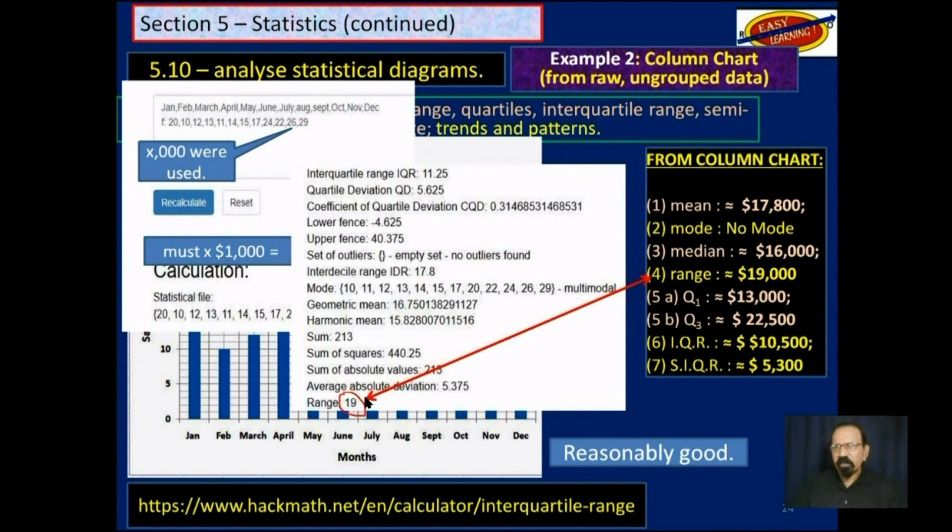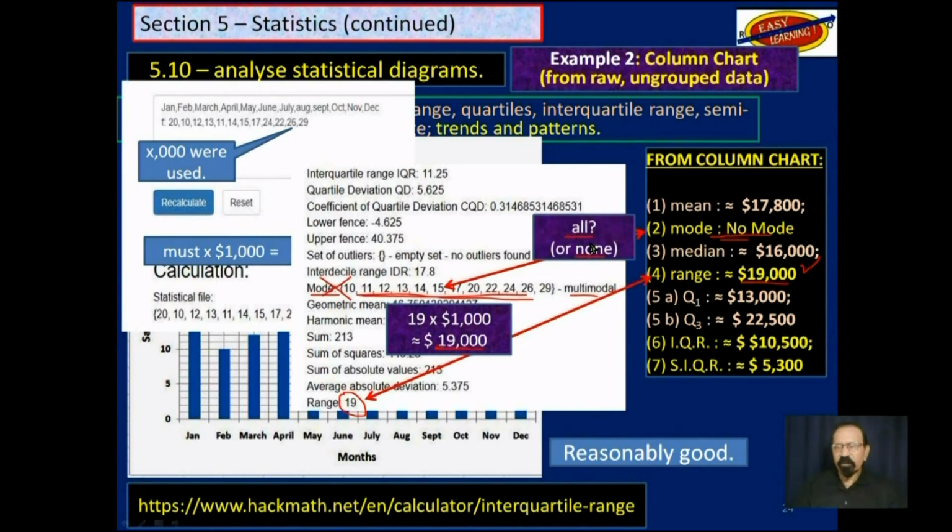Range, 19,000 here. Range, 19,000 here. So it's exact from the column chart and the online calculator. Mode, now here's the problem. The online calculator gave us every single piece of data as mode, whereas we said there was no mode because we don't have two or more of the same thing. So we will ignore the online calculator for now. All or none, actually none.